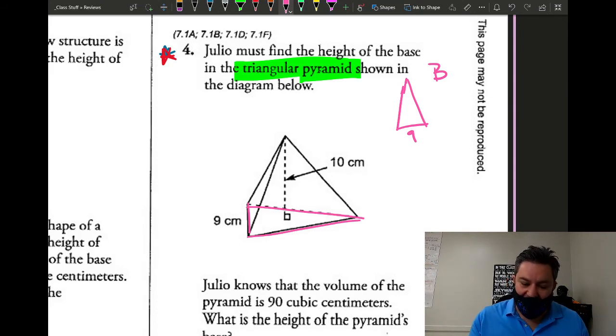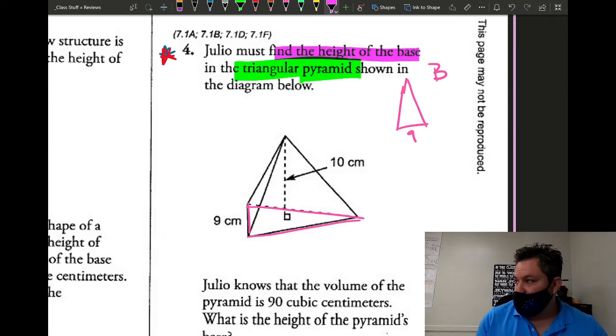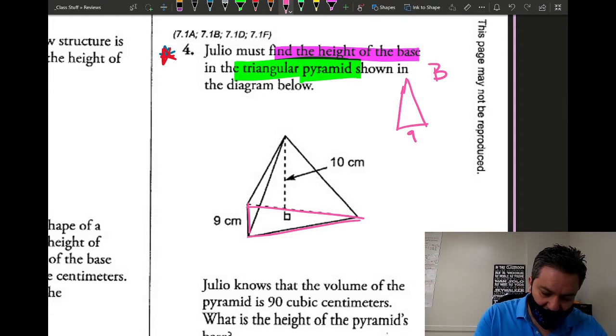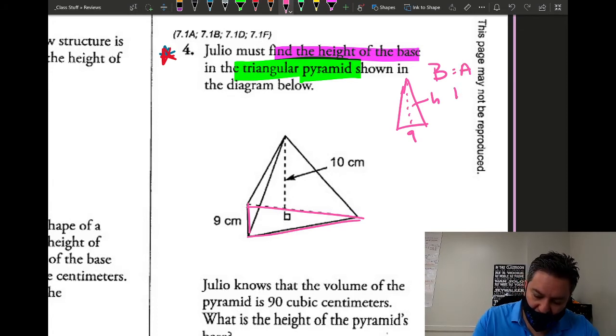What I want to find, according to this, is the height of the base, which in this case, now that I drew that shape on the side, is going to be that right there. This is going to be the height. Okay? And for that, we're going to have to work it backwards a little bit, because I know that to find B, that's just going to be the area of this triangle, which is base times height divided by 2.